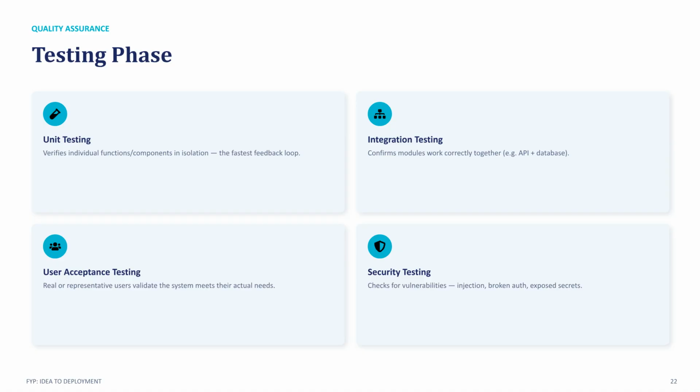The testing phase is where you ensure quality. Perform unit testing for individual components, integration testing to confirm modules work together, and user acceptance testing with real users. Finally, run security checks to protect against common vulnerabilities before you consider the project complete.